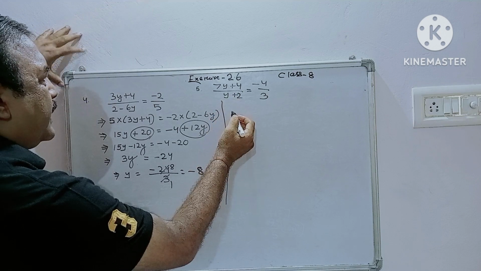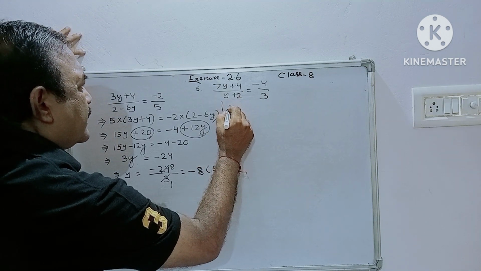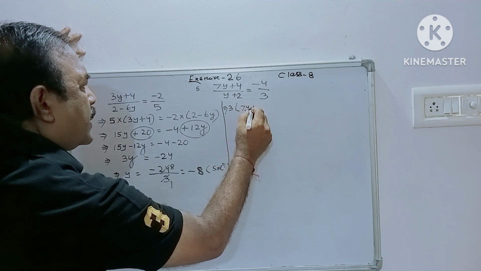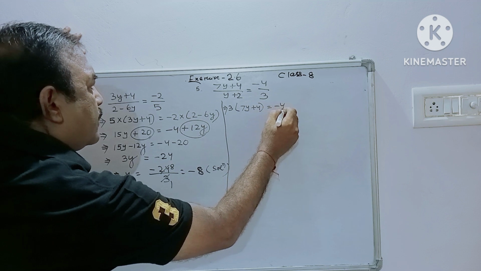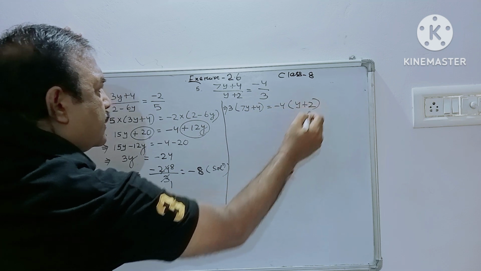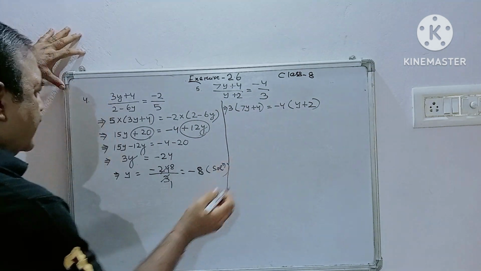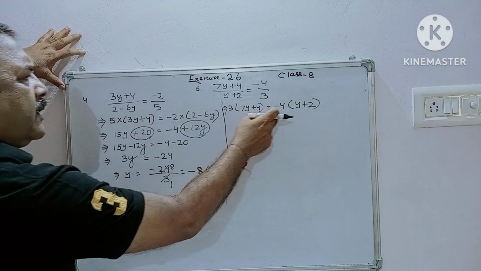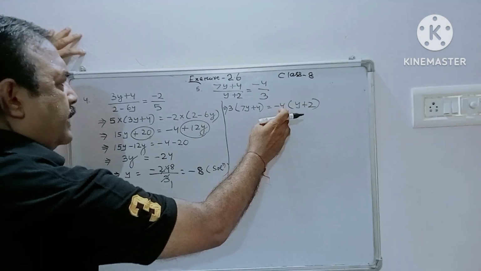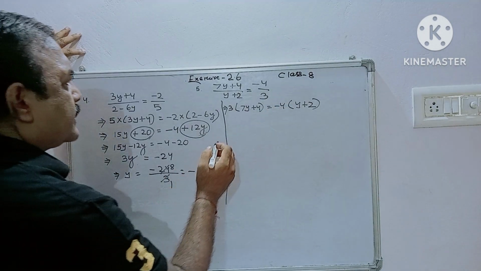You see what is happening here. We will multiply, that implies 3 whole into 7y plus 4 is equal to minus 4 whole into y plus 2. Before a bracket, if there is no sign, that is multiplication. You may write the multiplication sign or you may not, but if there is a number before a bracket and no sign, that will be the sign of multiplication.